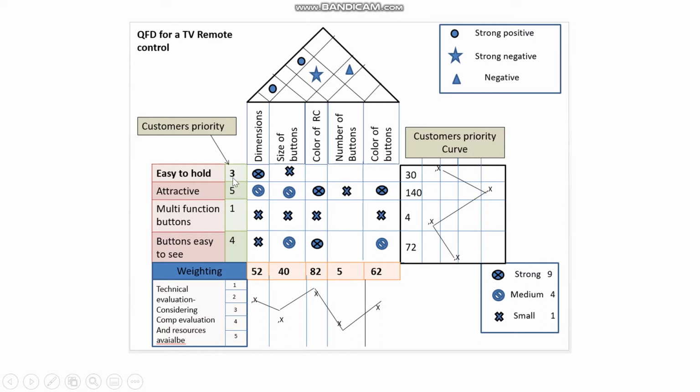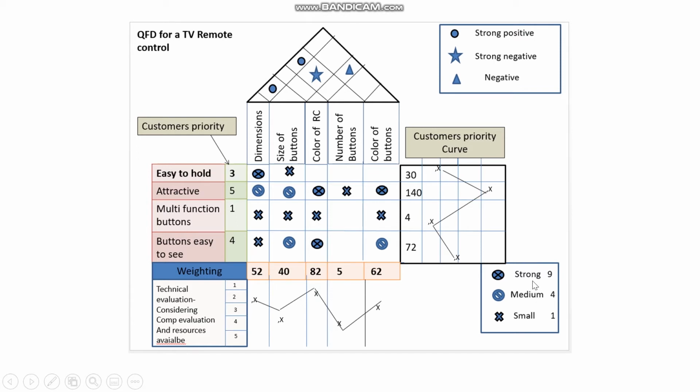And easy to hold, if any medium level, that means some customers have given, some customers didn't give anything related to easy to hold, so we have given it less than attractive. Like that, based on customer priority only, even when we give the voice of customer notification, we can decide what the most priority is, and according to that we can fill. This one is given by us. Strong, medium, small is given by us.